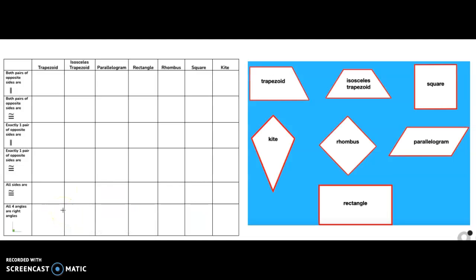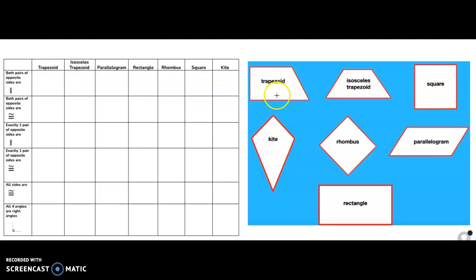Now that we have taken a look at the different symbols, let's go ahead and look at the different properties of our quadrilaterals. So you are going to be using a chart that looks just like this one here. Here is the name of the shape. This is a trapezoid, and these are the different properties. So we're going to identify if these properties match the shape here. So let's take a look at the trapezoid.